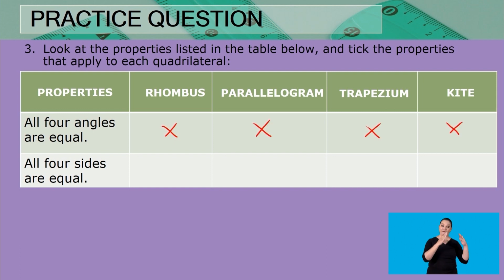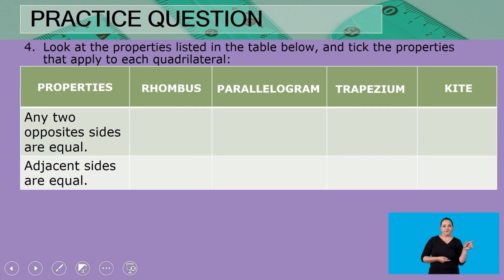What about the sides that are equal? So all four sides that are equal. Well, we know that a rhombus definitely has all four sides to be equal. But what about a parallelogram? No, it does not. A trapezium does not have all four sides to be equal, and a kite does not have all four sides to be equal. Let's move on to the next two properties that we can identify with our quadrilaterals.